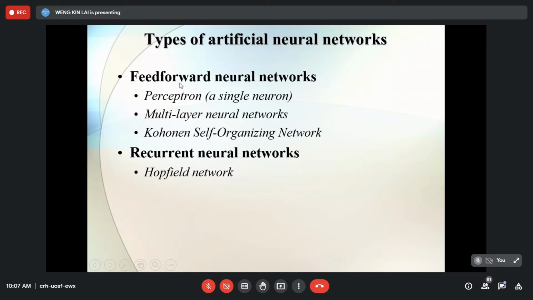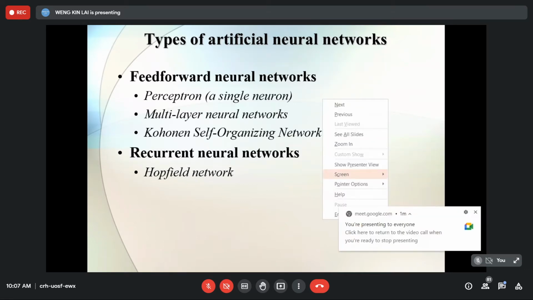So feed-forward neural networks, of course, there are many types, but I think some of the more major ones will be the perceptron, which is basically a single neuron. A single neuron can also do interesting things for these artificial neural networks. Then, because of the limitations of the perceptron, we have multi-layer neural networks. And after that, there was also work in a different direction to improve it.